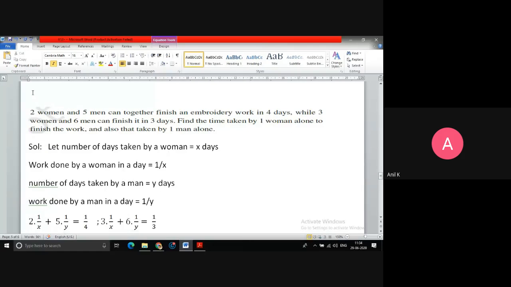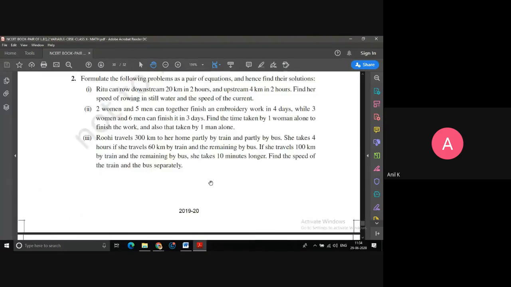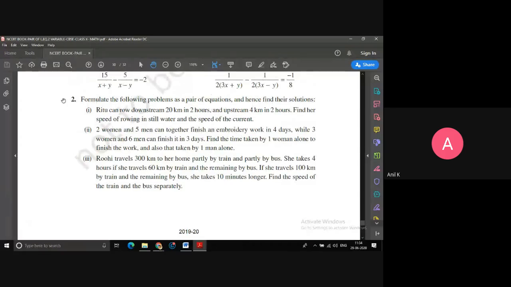Yeah, out of this, one more word problem we left out, the last type of word problem, which is work done by people. This is the last type of question which we left out. This is also an exercise question only, exercise 3.6, second question, second one. 2 women, 5 men.